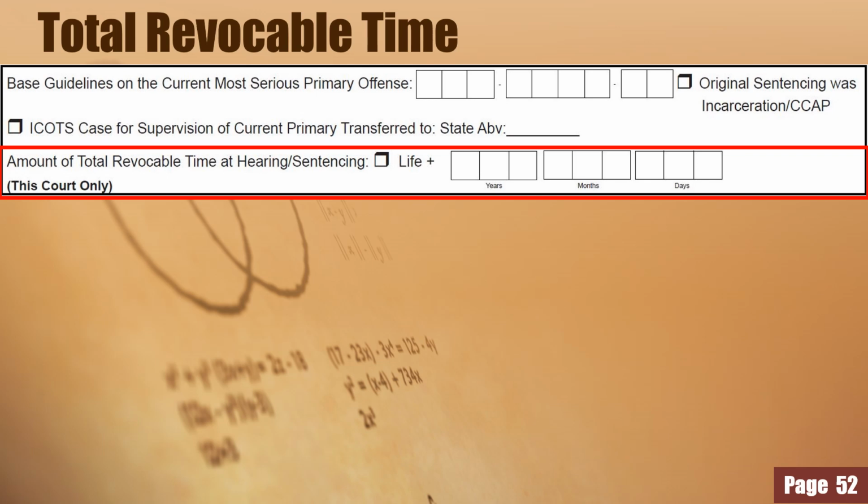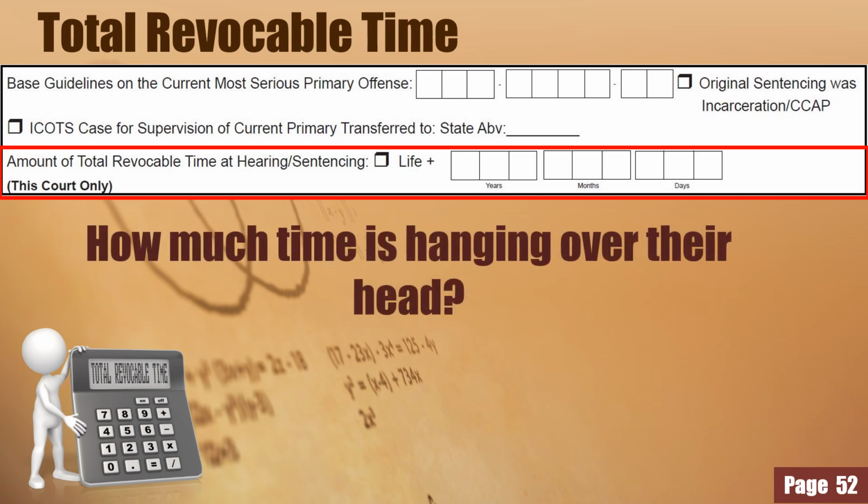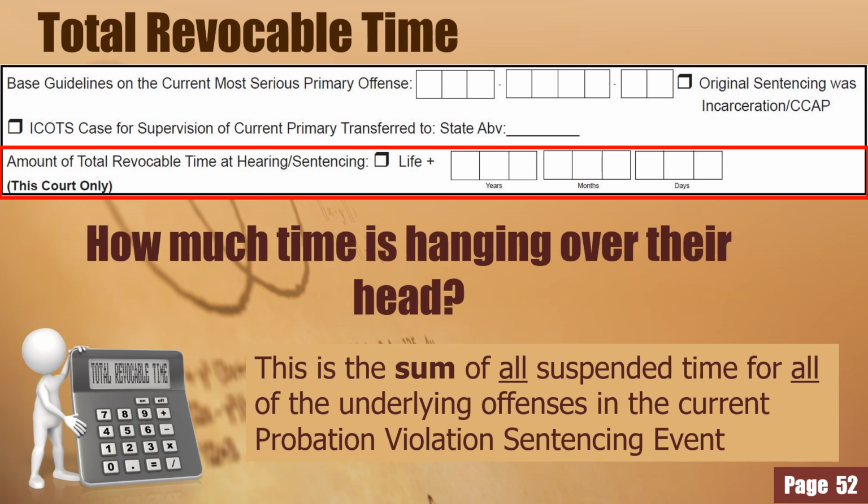Revocable time is the amount of time the defendant could serve if they are found guilty of the violation, or another way to look at it is how much time is hanging over their head. It is the sum of all the suspended time for each underlying offense in the probation violation sentencing event. You can also find this information on page 52 in your probation violation guidelines manual.